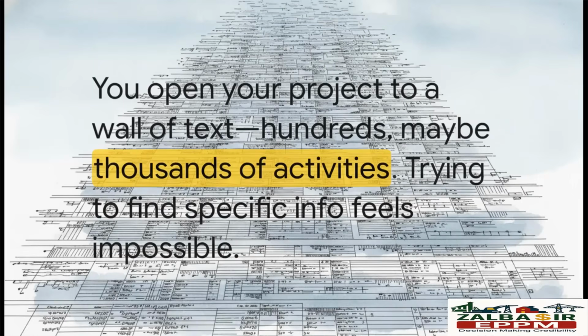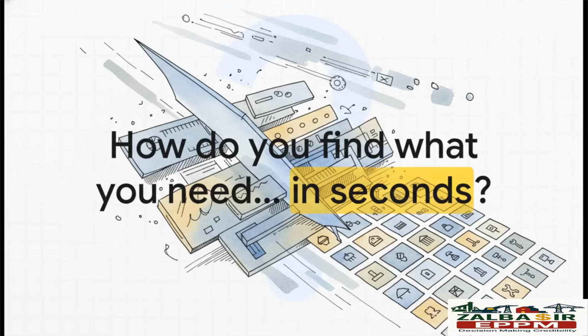Does this look familiar? You pop open your project, and you're just staring at this wall of activities, hundreds, maybe thousands of them. It's just a sea of data, and trying to find one specific thing can feel, well, completely impossible. So here's the real question, right? How do you slice through all that noise?